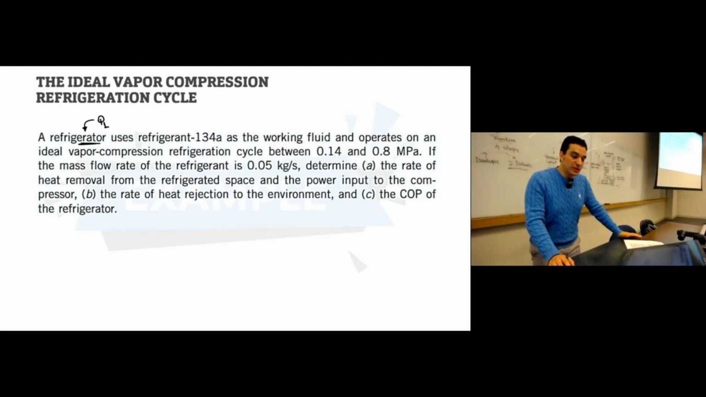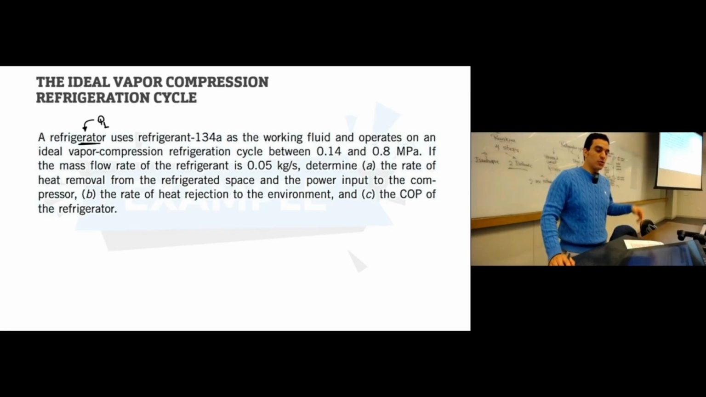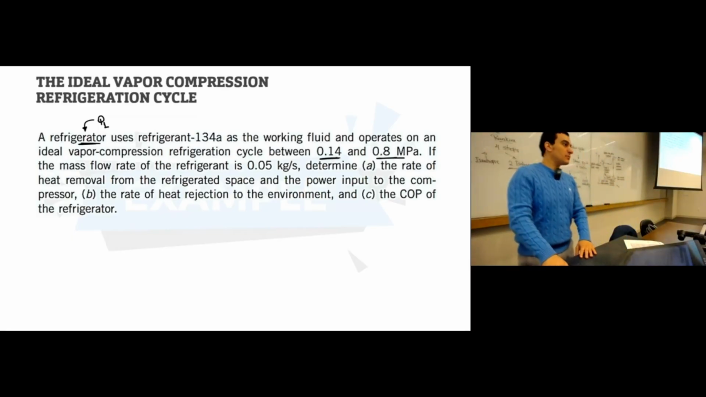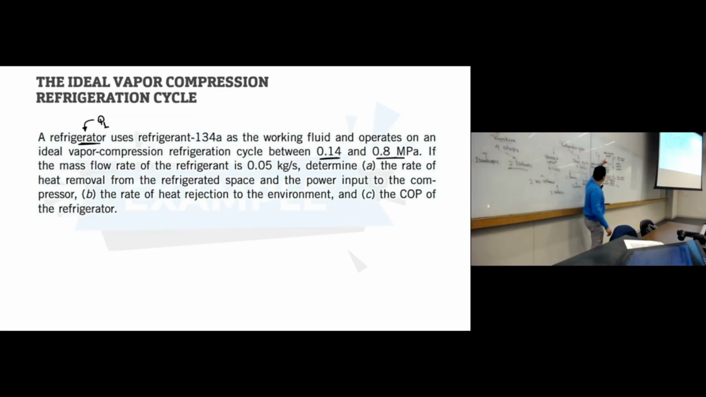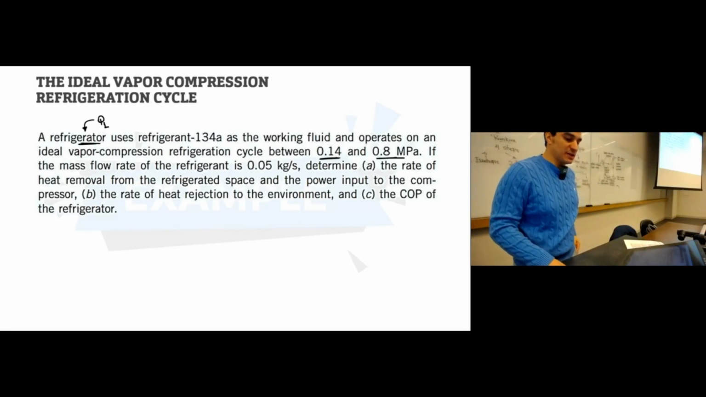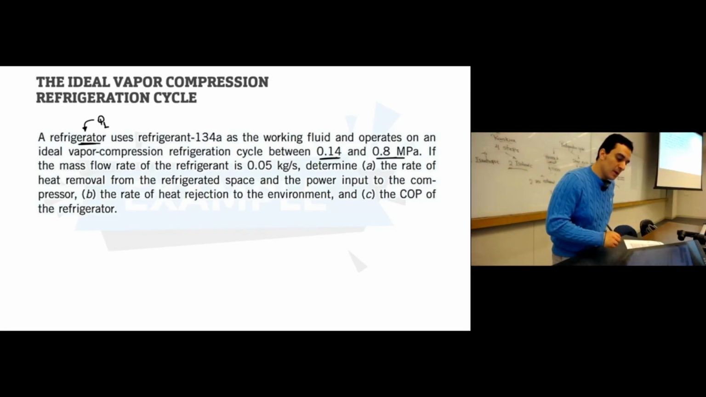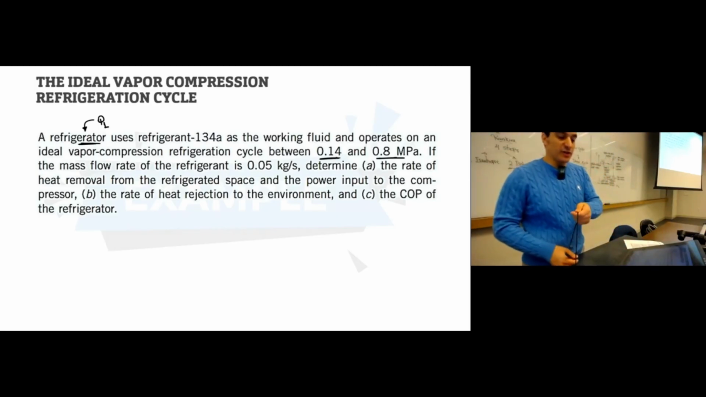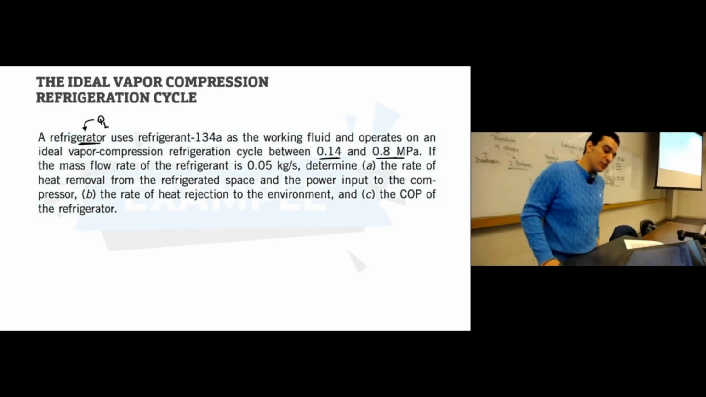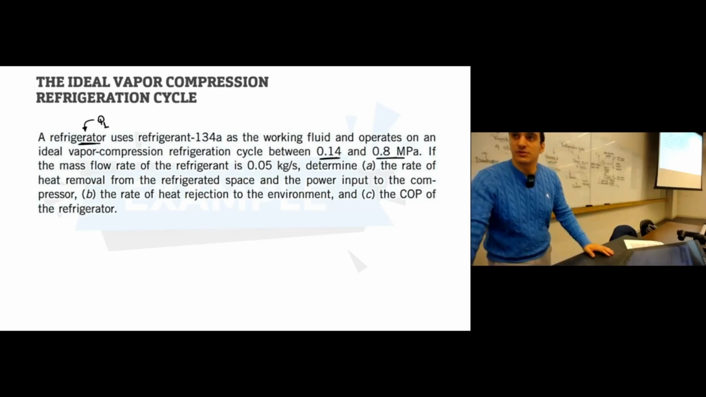And this cycle operates on ideal vapor compression refrigeration cycle between 0.14 and 0.8 megapascal. So 0.14 megapascal, this will be the high pressure we have here. 0.8, this will be the low pressure we have in our cycle. If the mass flow rate is 0.05 kilogram per second, find the rate of heat removal from the refrigerated space, find QL, find power input, find work input, find the rate of heat rejection, find coefficient of performance.